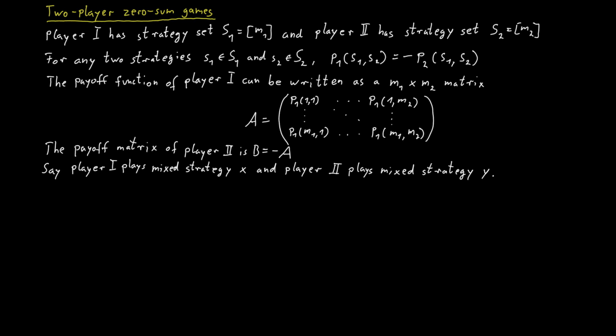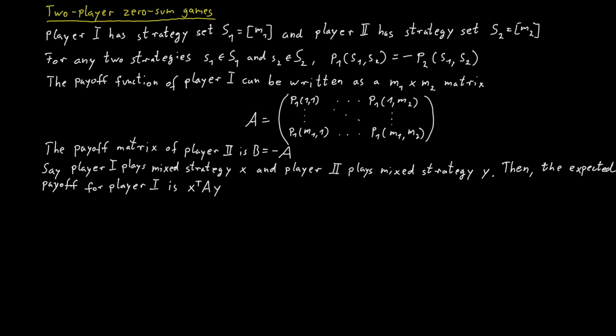Then, what is the payoff to player 1? So player 1 plays X, player 2 plays Y. We have some payoff matrix A that expresses the payoffs to player 1 in each possible outcome of the game. So what is the payoff to player 1 in this setup? Can you see it? So it's simply X transposed times A times Y.